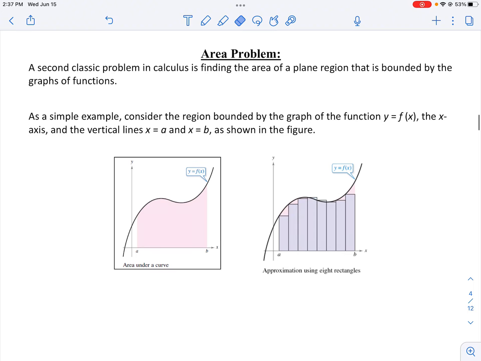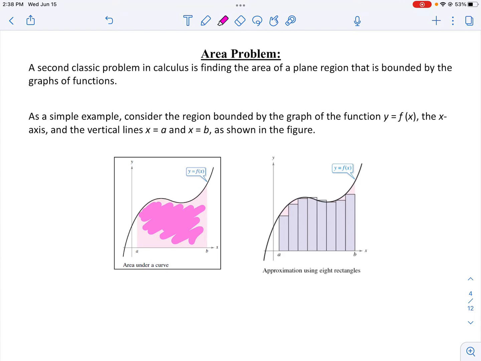One of the other problems you might see later on in calculus is the area problem. If I give you a curve and I ask you to find the area underneath that curve from a certain interval, right, from A to B, how are we going to find the area underneath this curve if it's so curvy, right? Well, without calculus, we can estimate the area underneath the curve by using rectangles.